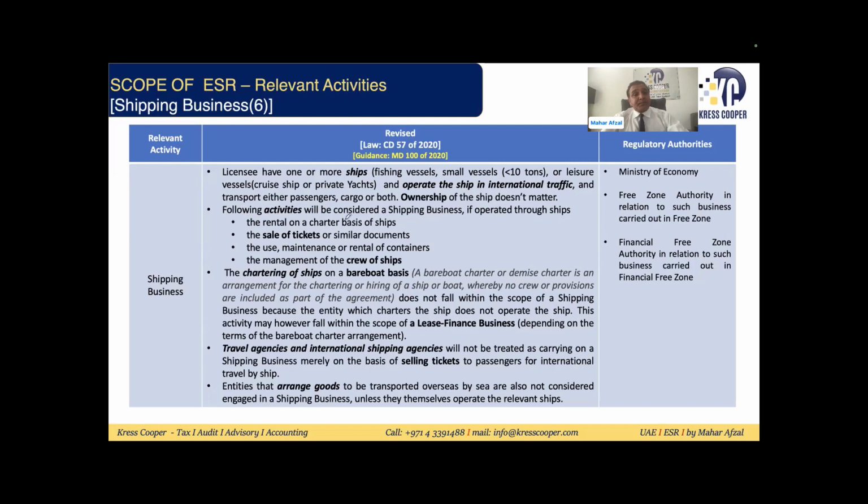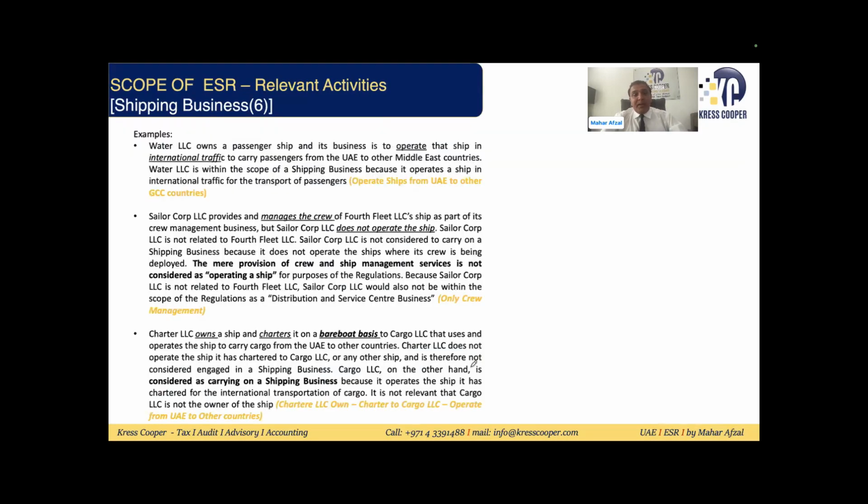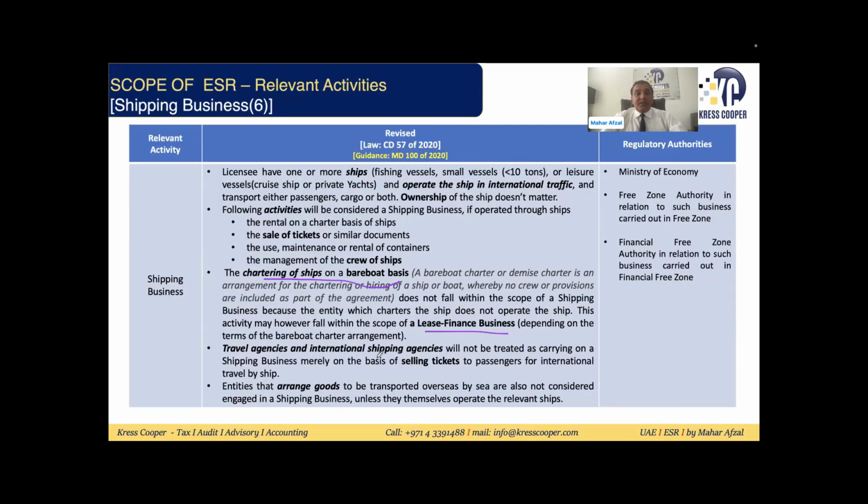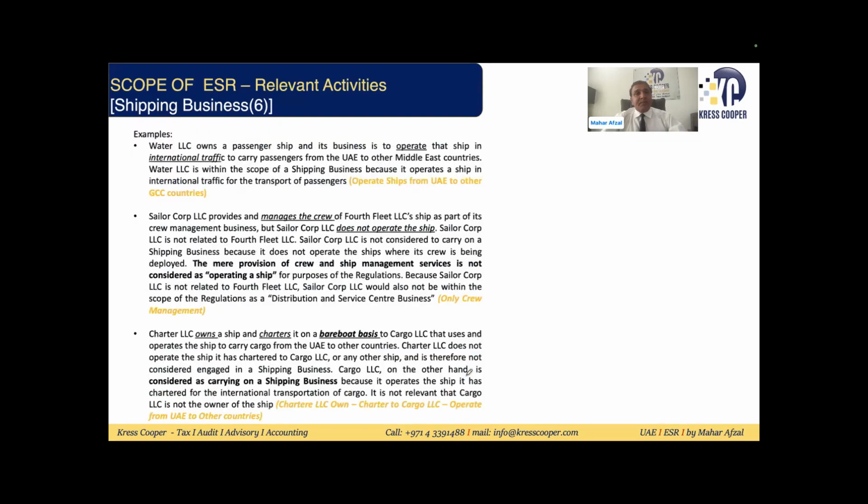So chartering a ship, bareboat charters will not be subject to ESR. If the ship is given on charter, it will be considered lease finance business. It will not be considered shipping business. The important thing, as I mentioned: chartering of the ship will not be, ownership of the ship will not be, operations of the ship will be subject to ESR. We need to look at who is operating the ship, and middlemen like travel agencies and international shipping agencies will not be considered as providing the shipping business.